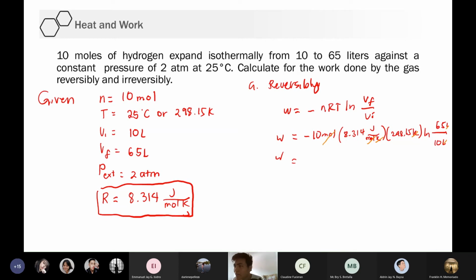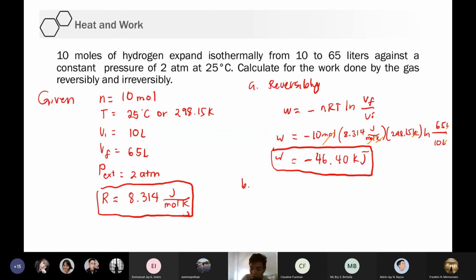Okay. So the energy is kilojoules ko na ha. Negative 46.40 kilojoules. Okay. So that's the work if that is reversible. Okay. So negative 46.40 kilojoules. How about irreversible?